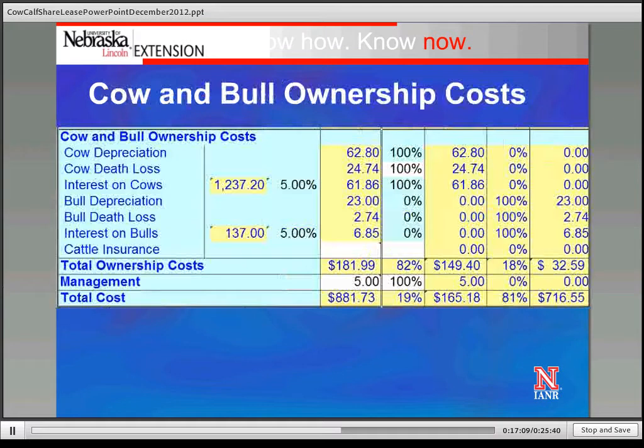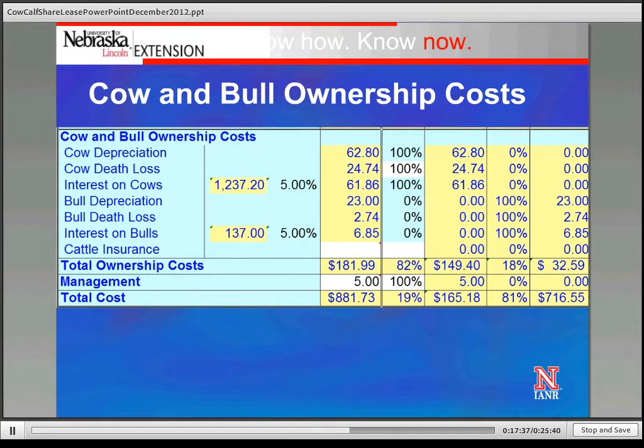After we get to that, we're going to be looking at the cow-calf and bull ownership costs. These are costs that are incurred based on ownership of an asset. So first, let's look up here at cow depreciation. Cow depreciation is at the top there. If we're looking at cow depreciation, these are looking at the value that that cow is going to lose from her current value today to when she's culled out of the herd.